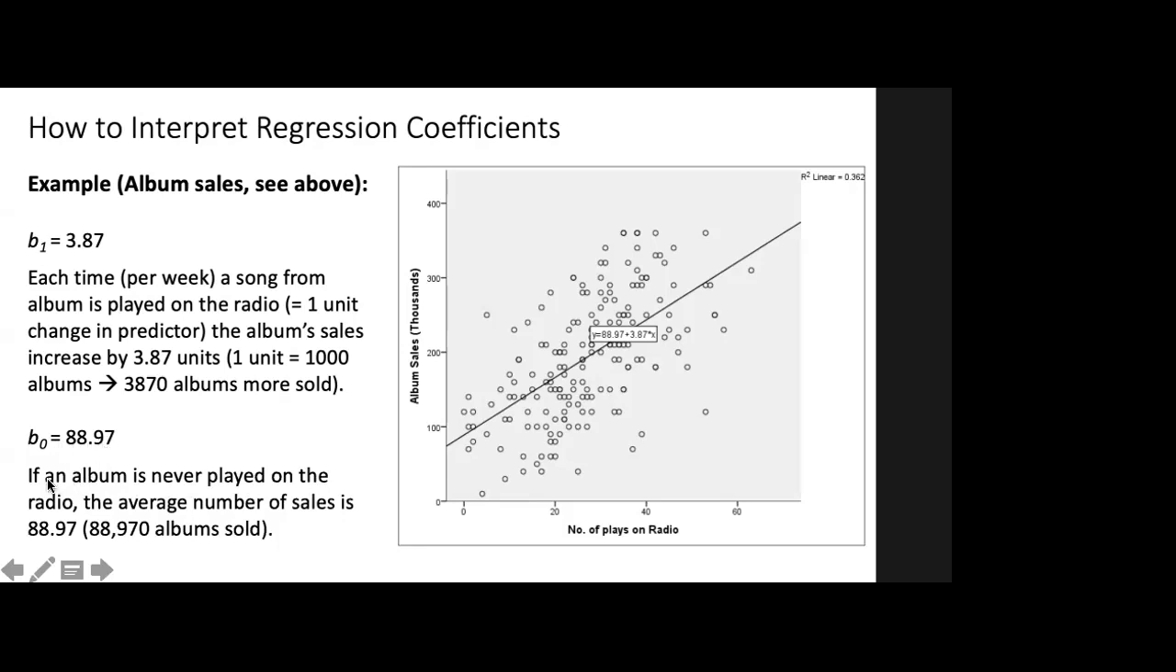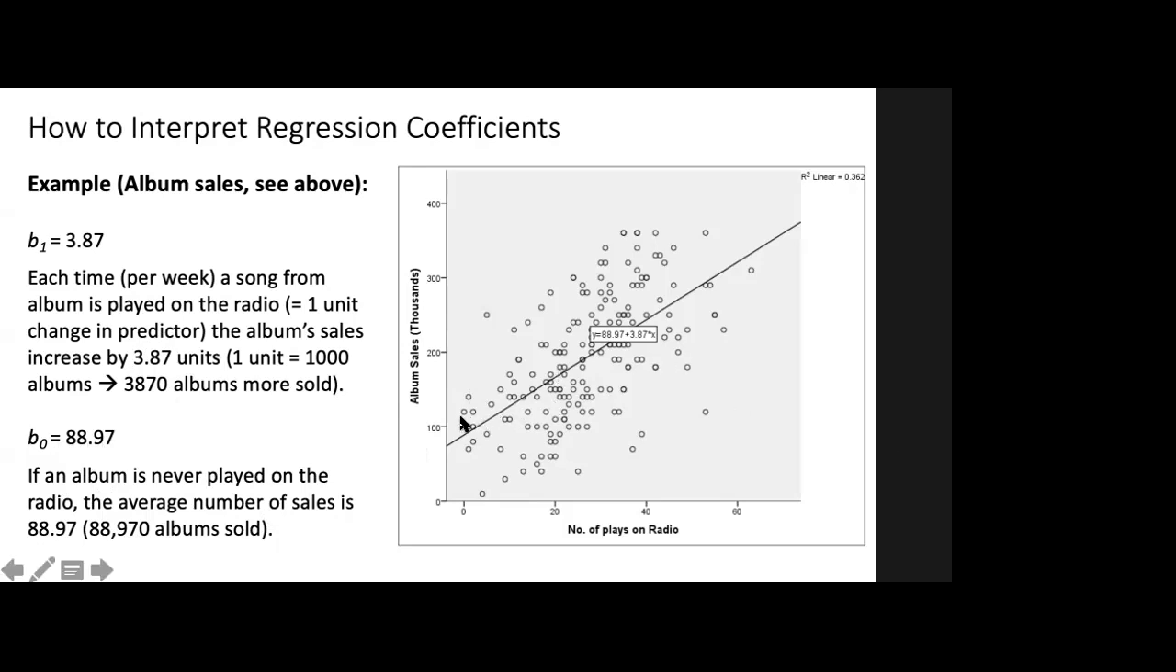88.97. So that means if an album song is never played on the radio, the average number of sales is 88,970. And then each time it's played, we increase that by selling 3,870 albums more on average.